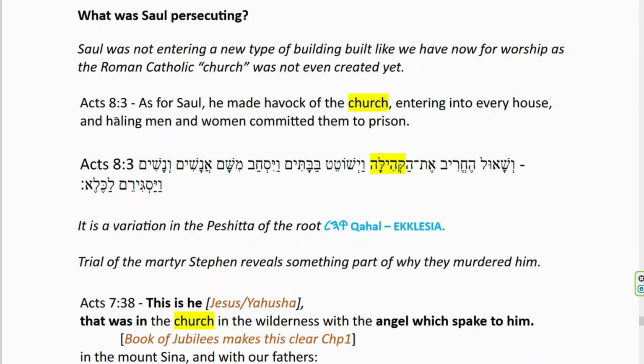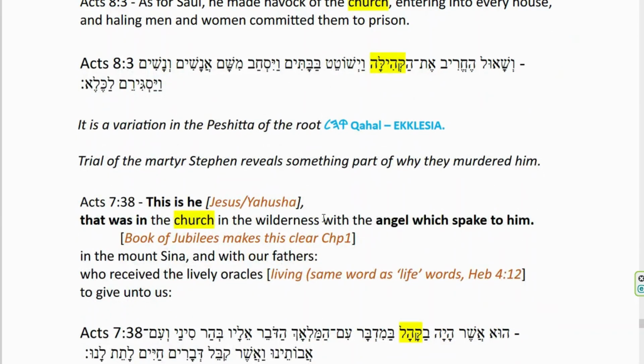In Acts 8:3 it says, as for Saul, he made havoc of the church, entering into every house and hailing men and women, committed them to prison. And in the Hebrew translation of the Aramaic, it's a variation of the word kahal. It's the ecclesia. Even though it says church in Acts, it's the ecclesia.